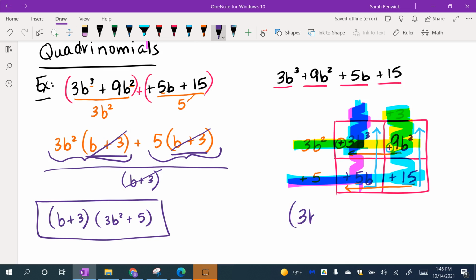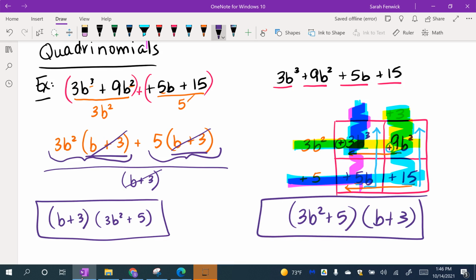So we again have 3b squared plus 5 and b plus 3. Remember, the parentheses could be swapped. b plus 3 could be first, like it was over on the first answer, but what's inside the parentheses has to stay. Okay?